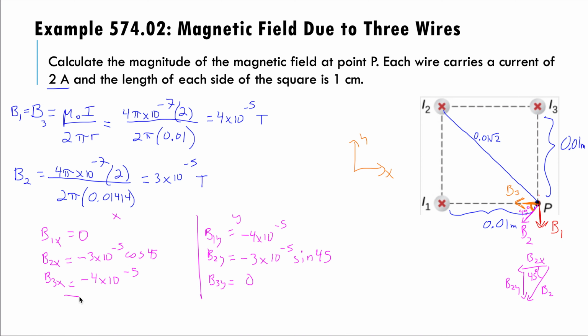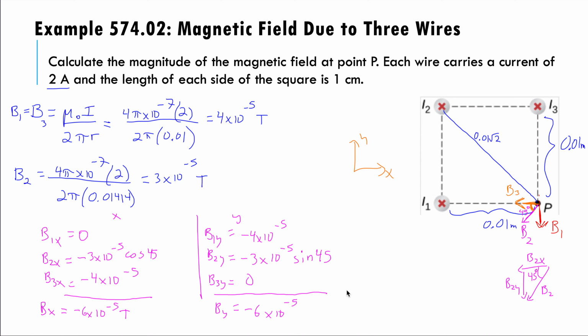So then what we do to find the x component of the net field, we add up all of these components. To find the y component of the net field, we add up all of the y components. And when we add these, we will get negative 6 times 10 to the negative 5 teslas in each case.